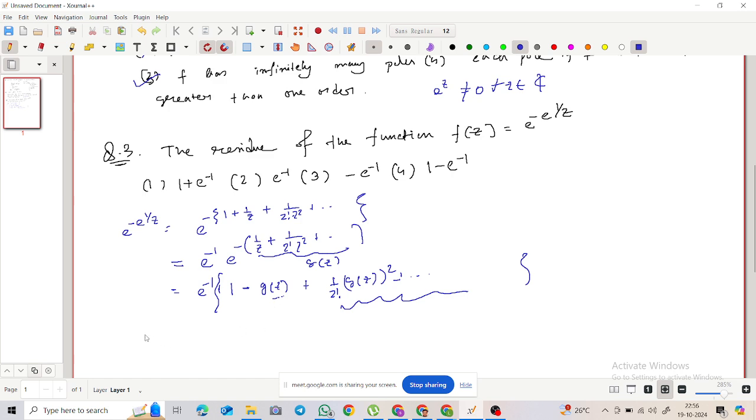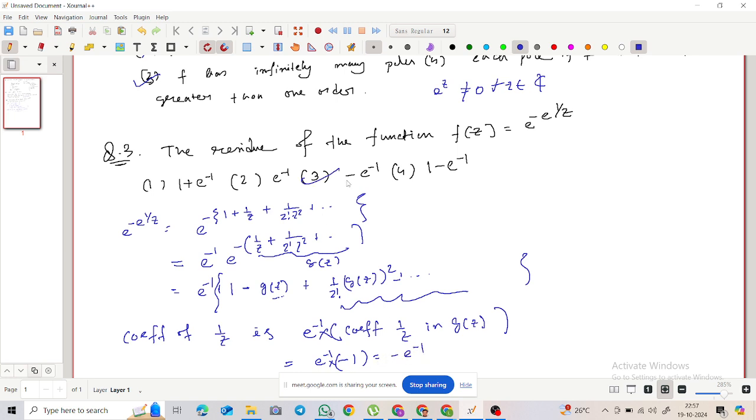So the coefficient of 1 by z is e inverse into the coefficient of 1 by z in g(z), right? That is 1. So minus 1 or minus 1? This is e inverse into minus 1. So this is the answer. These are just brute computation.